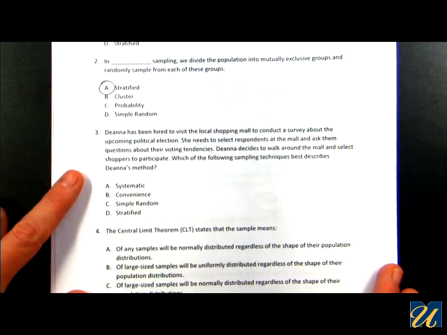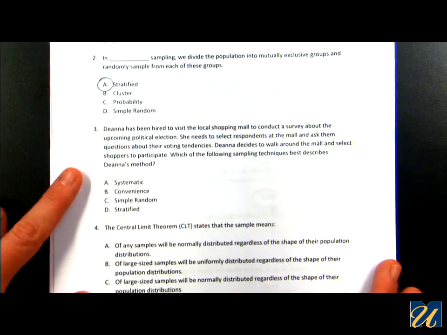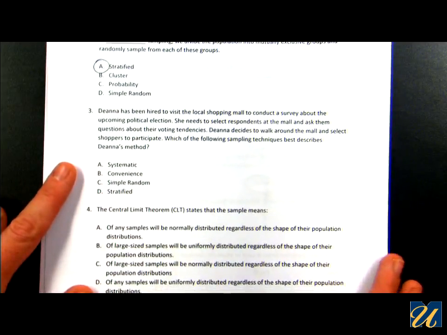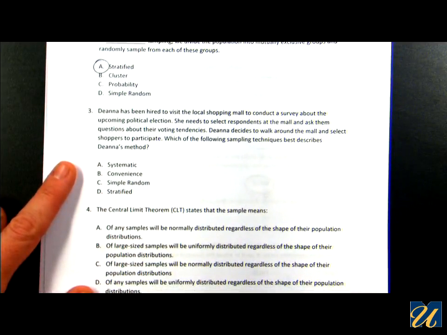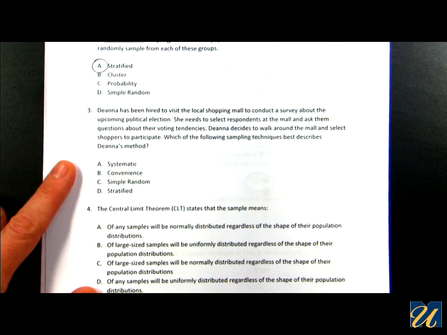Dean has been hired to visit the local shopping mall to conduct a survey about the upcoming political elections. She needs to select respondents at the mall and ask them questions about their voting tendencies. Dean decides to walk around the mall and select shoppers to participate. Which of the following sampling techniques best describes Dean's method? This would be a convenience sample.